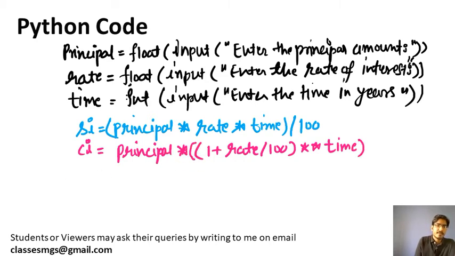Okay, now this includes the principal amount also. This formula will give the interest amount plus principal amount. I will deduct the principal amount again so that we can only see the compound interest.